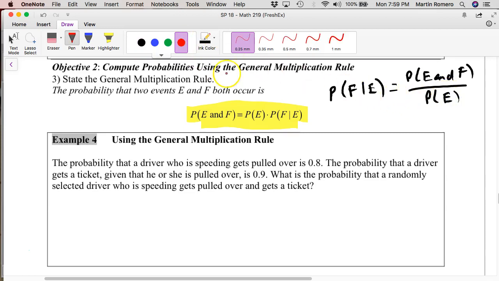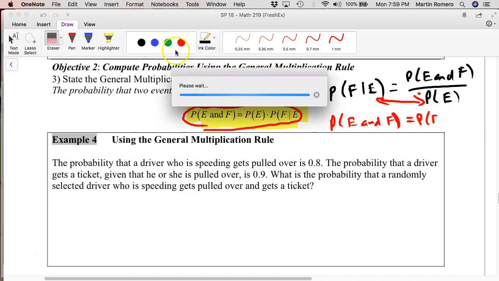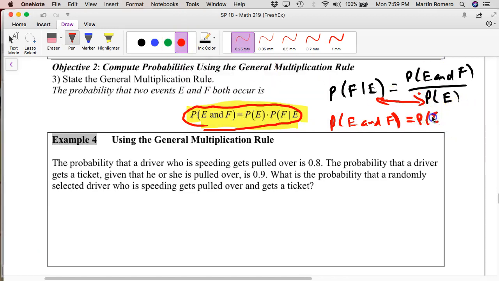And if you remember some algebra, we can rewrite this. This is a new formula here. If I solve for this just by cross multiplying, you end up with the probability of E and F is equal to the probability of E times the probability of F given E. This formula just comes from what we already know. It's just rewriting it. So we can use that to solve problems.